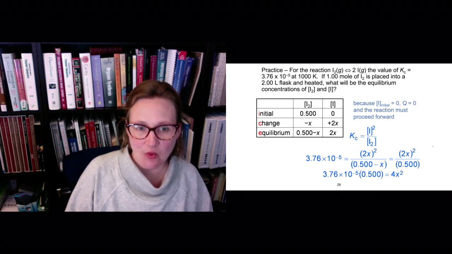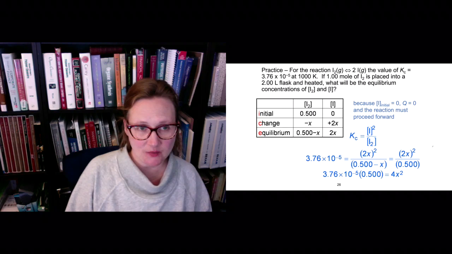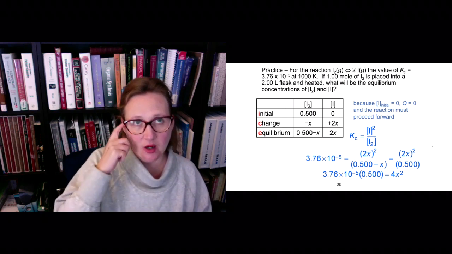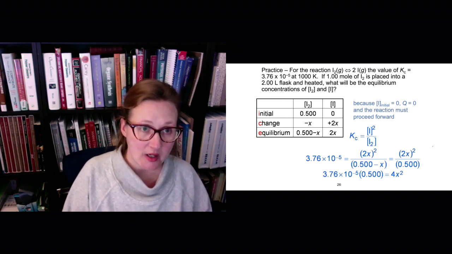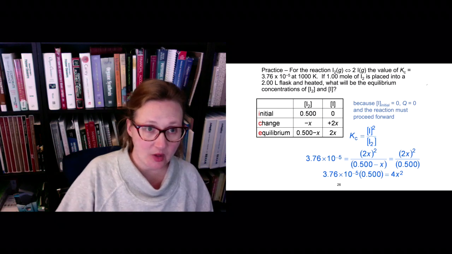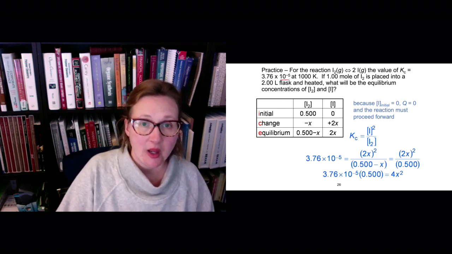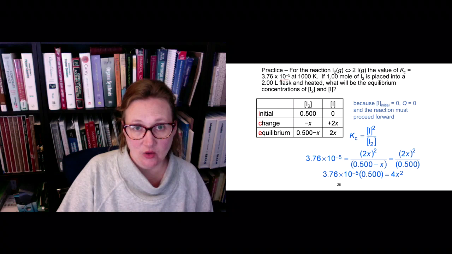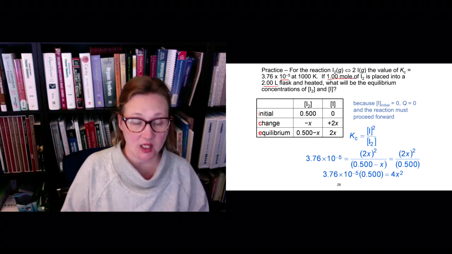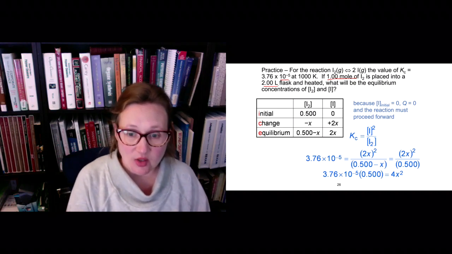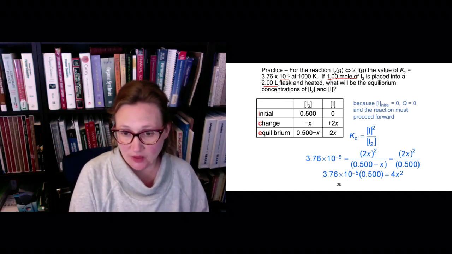All right, so now what we're doing is we are increasing the concentration here. So remember, our approximations are valid if you have a low equilibrium constant, and we do, or high concentration. So now we're putting 1 mole of iodine into a 2-liter flask, so we're increasing that concentration. All right, so let's see what we can do here.